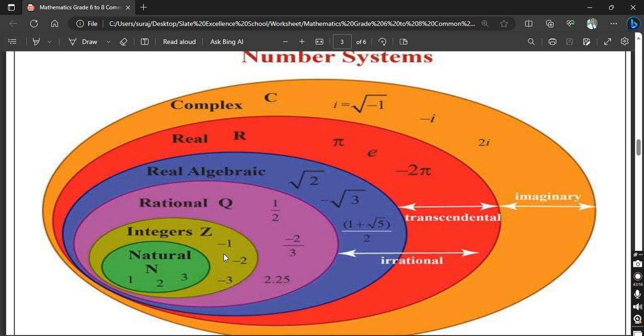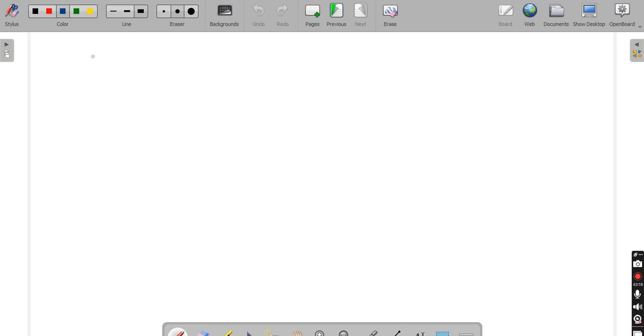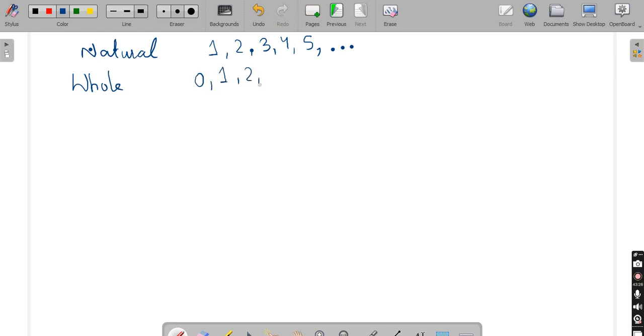For example, let me explain you here in the new slide. Already I told you, natural number means countable, 1, 2, 3, 4, 5, and so on. It is never ending, infinite. Next it will come as a whole number. Whole number means simply 0 is added: 0, 1, 2, 3, 4, 5, and so on. After that it came as an integer.